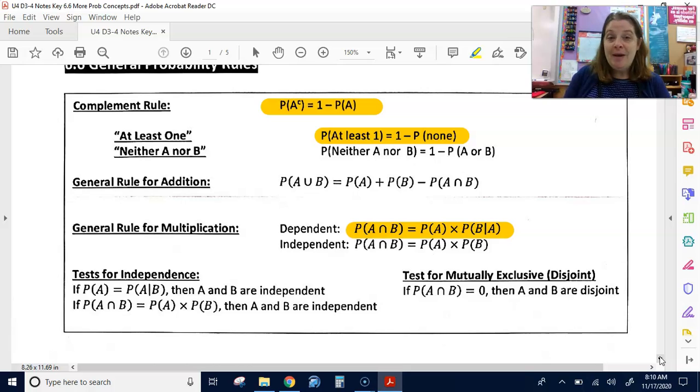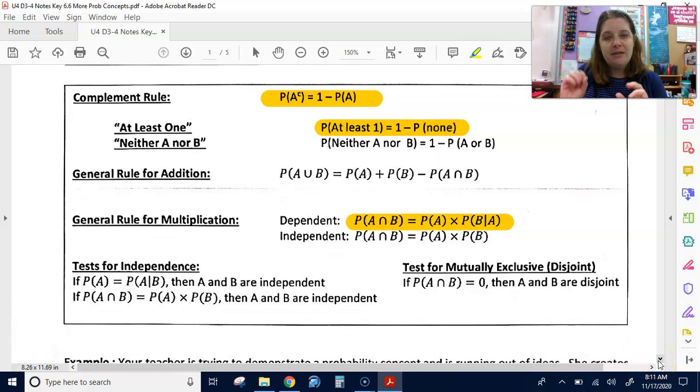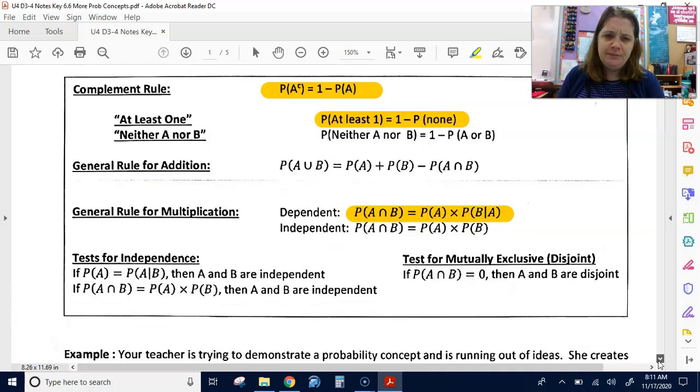When we want to do tests for independence, we start off and say, if the probability of A given B is equal to the probability of A, then they're independent. Actually find the two and make your conclusion. Whereas for mutually exclusive, or disjoint, the probability of A and B equals 0. That overlap is there. These are the things you need to have memorized. Not mentioned here is the conditional probability formula, which is also on your formula sheet.